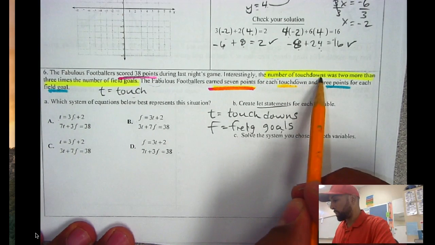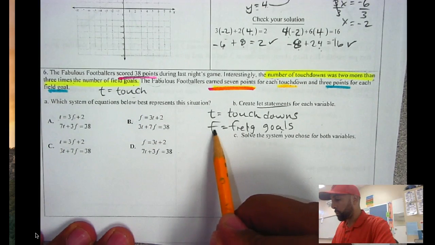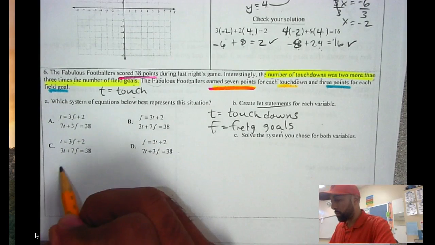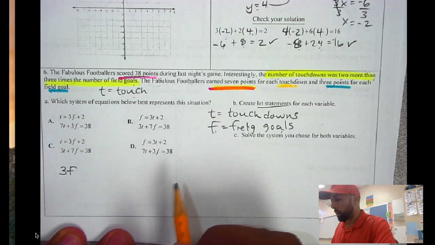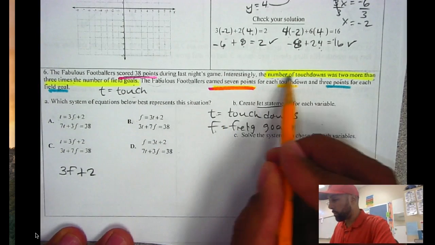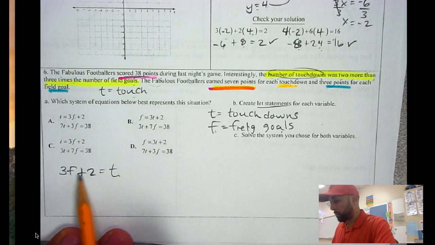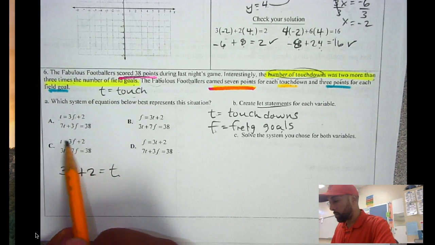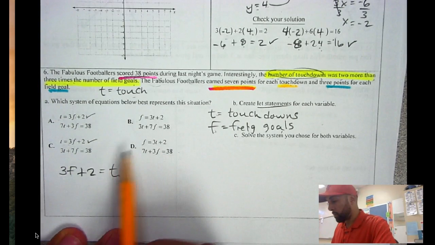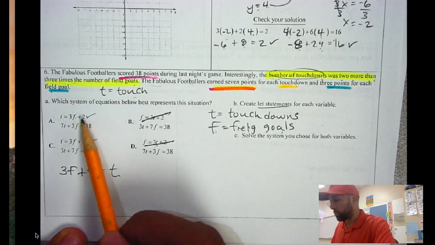The number of touchdowns was 2 more than 3 times the number of field goals. So if I multiply the number of field goals, F, times 3, and then add 2, that should equal the number of touchdowns. So let's look for that equation here. I see it here. It's just the T's on the other side. But I don't see it here because this is 3 times T, not F. So that's not it. So it's one of these two.